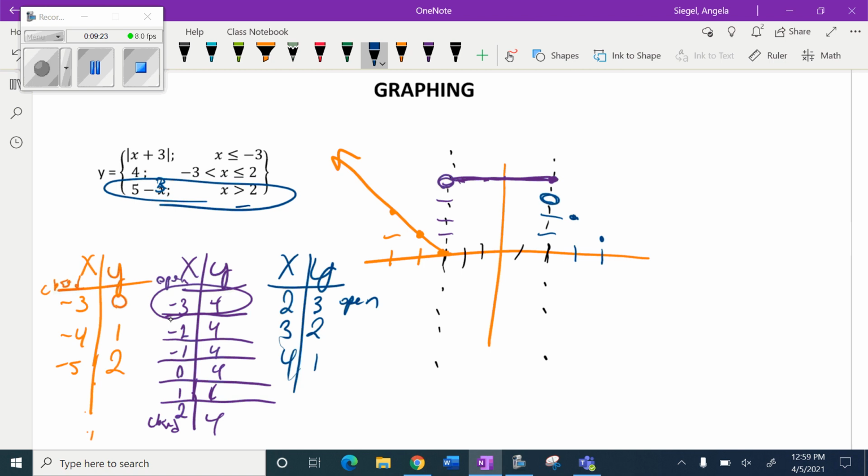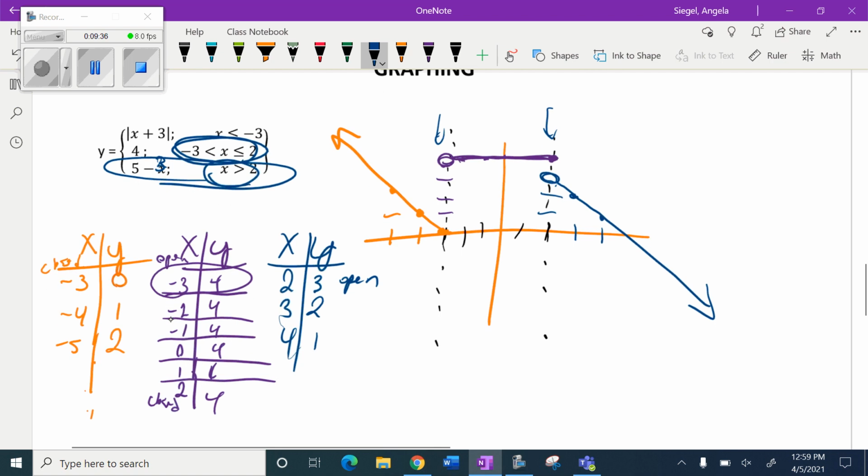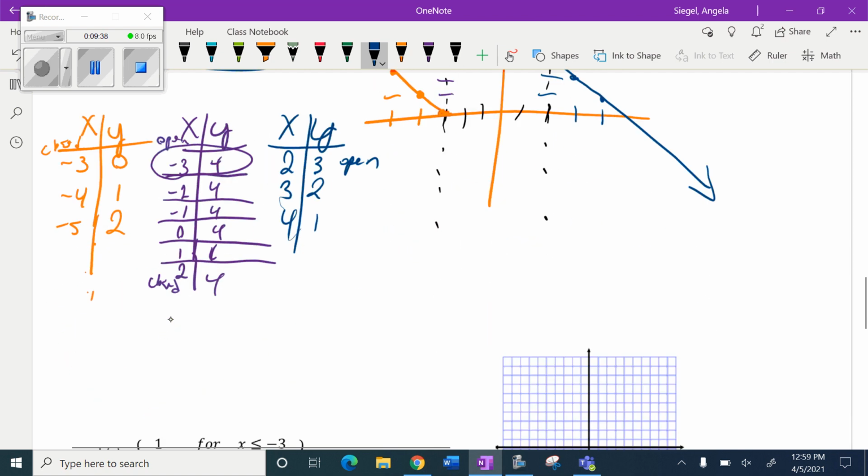And notice that this goes on and on forever. This one is bounded, so that's why it has a beginning and an end. But the ones on the ends are not bounded, so they're going to have the arrows. Whew. Okay, so that is graphing our piecewise function.